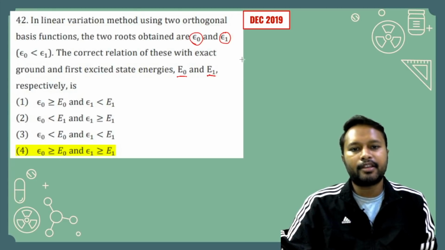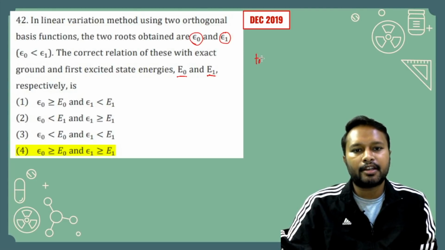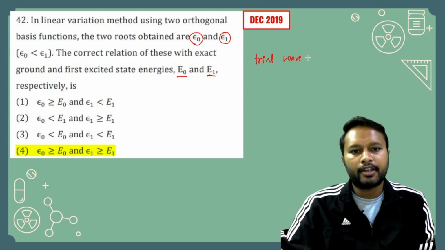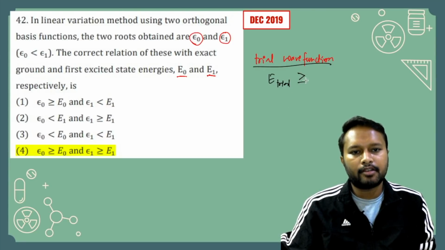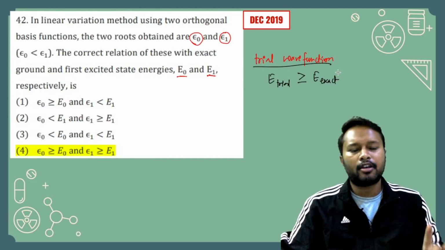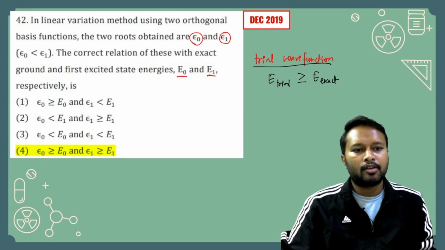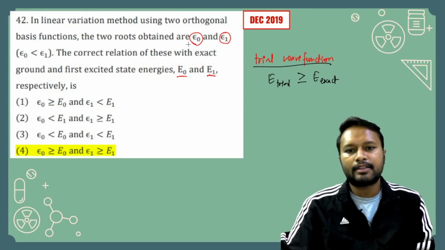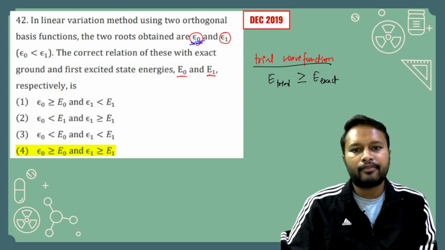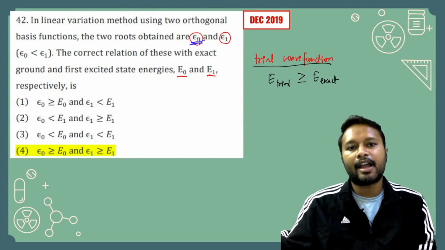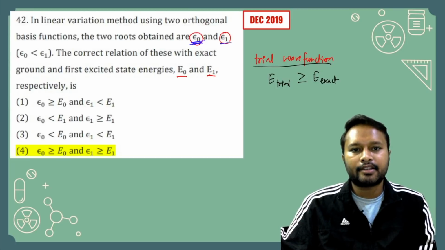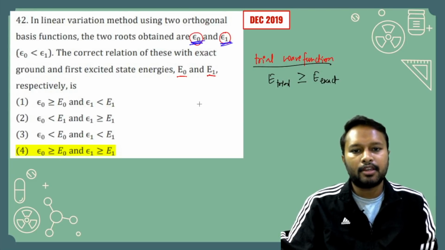Basically, in the variational principle we generally take a trial wave function, and this trial wave function has an energy called the trial energy. This energy is always greater than or equal to the exact energy. This thing you should know, and I have already covered it in my videos. So by applying similar logic, this is the trial energy of the ground state, and this is the trial energy for the excited state.